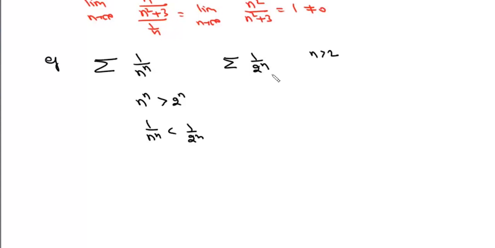Now this summation 1 upon 2 to the power n is an infinite GP with common ratio 1 by 2, and therefore this series converges. And we have 1 upon n to the power n, which is less than 1 upon 2 to the power n for any n greater than 2. That means from the comparison test, we can say this series 1 upon n to the power n also converges.